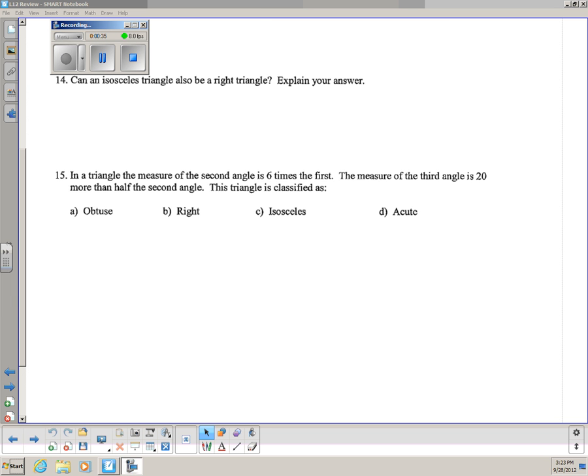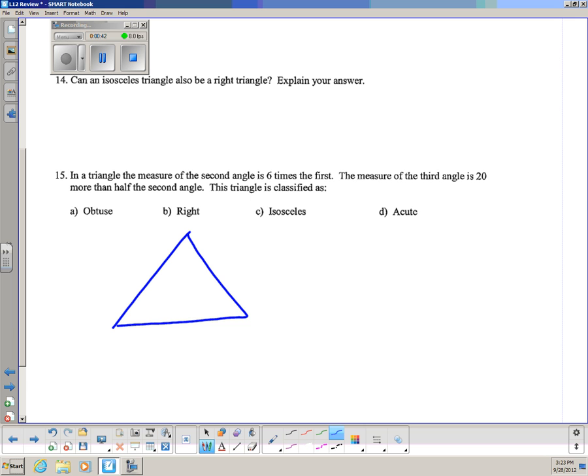All right, so number 15 says in a triangle, the measure of the second angle is 6 times the first. So I'm going to draw a triangle, and I'm going to label the vertices A, B, and C. I'll call B the second angle, and that's 6 times the first. So I'm giving a name to the first angle, otherwise known as x. That thing that comes at the end of the sentence is your variable. So x, the angle A, I'm going to call my first angle x.